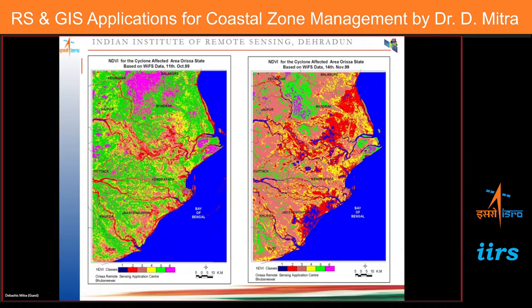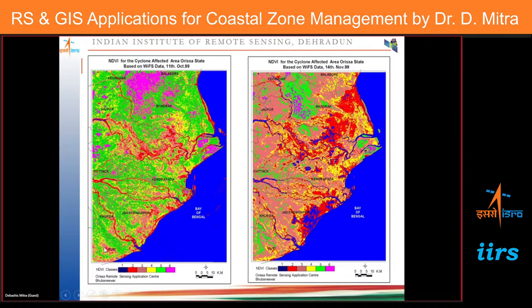Values range from -1 to +1. -1 is mainly the water part, and the more towards +1, the healthier the vegetation. Okay, so this is the data. On the left hand side, you can see the IRS 1C WiFS data on 11th October, and this is the post cyclone data. The right hand side is the 14th November data. You can see the NDVI here.